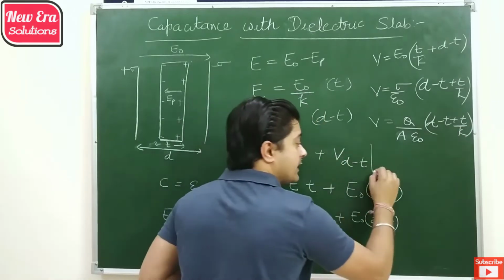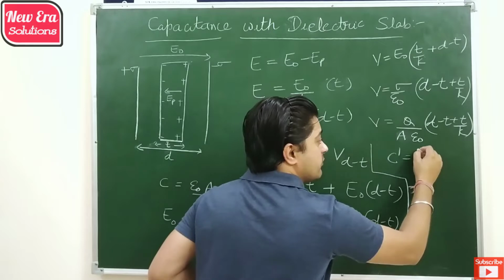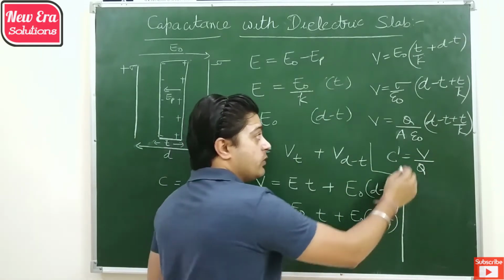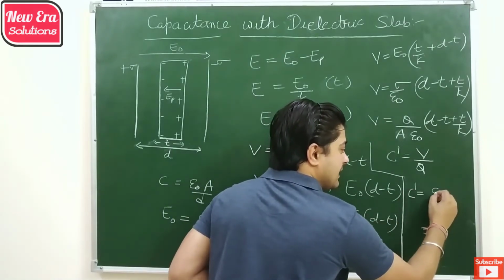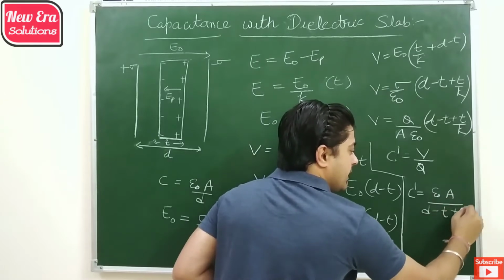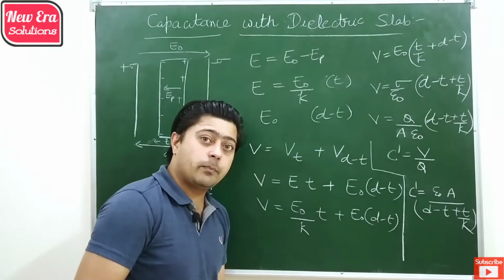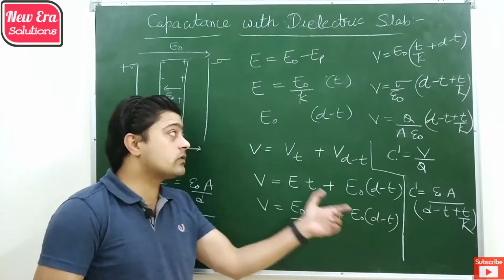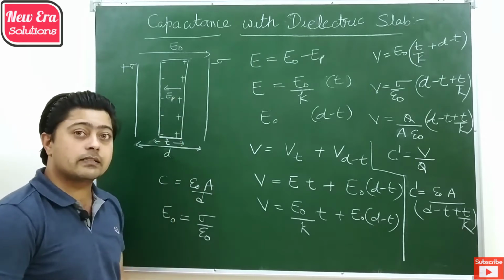By putting that value in the formula of capacitance, we get C dash is equal to Q by V. So if we put the value of potential over there, the charge is cancelled out and the new capacitance is equal to epsilon naught A divided by (d minus t plus t by K). So if we compare the new capacitance with the previous capacitance, we observe that the capacitance of the parallel plate capacitor will increase when we insert a dielectric slab.